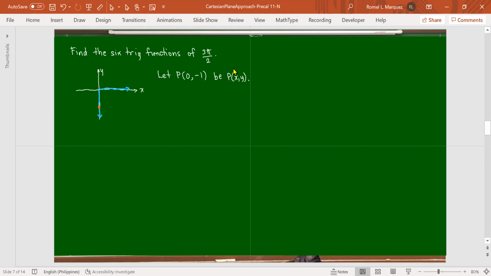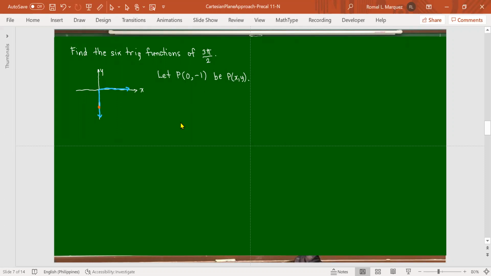Okay? So why did I choose 0, negative 1? Because it is on the y-axis, no? Any point on the y-axis takes the form 0, let's say negative a, where a is positive.